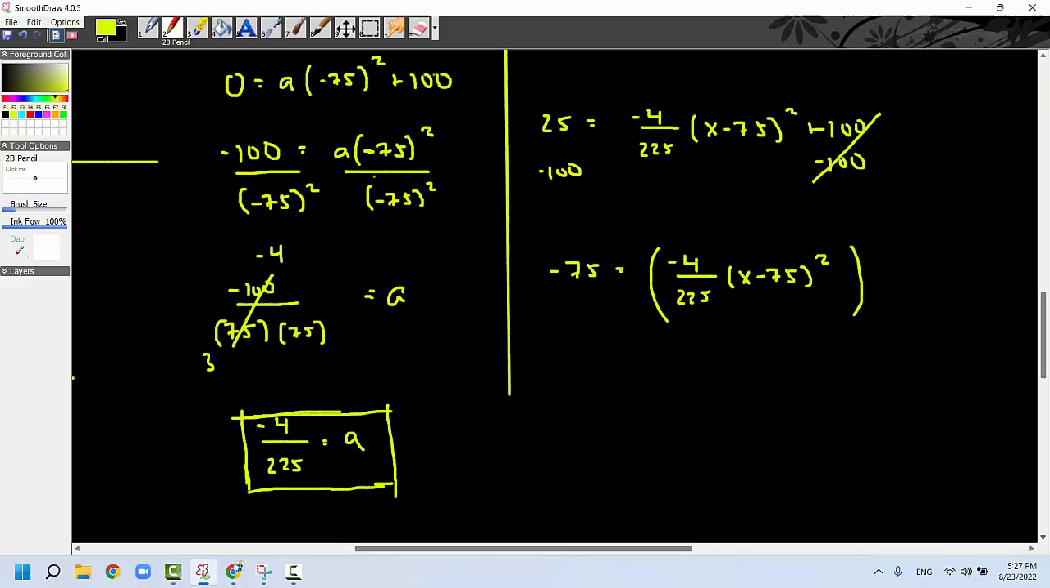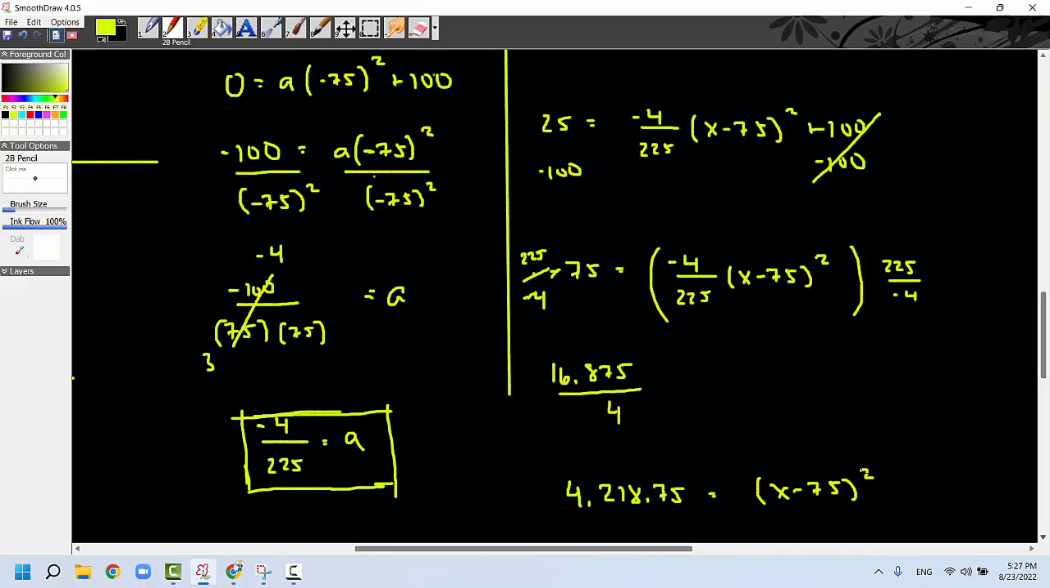Now I'm going to multiply both sides by 225 over negative 4. So again, this is multiplying by 225 over negative 4. The negatives are going to cancel each other out. So what I have is 225 times 75. That's a big number, so go ahead and bust out a calculator for that. That's going to be 16,875 divided by 4. And if I divide that by 4, I end up with 4,218.75. And that's going to be equal to x minus 75 squared.